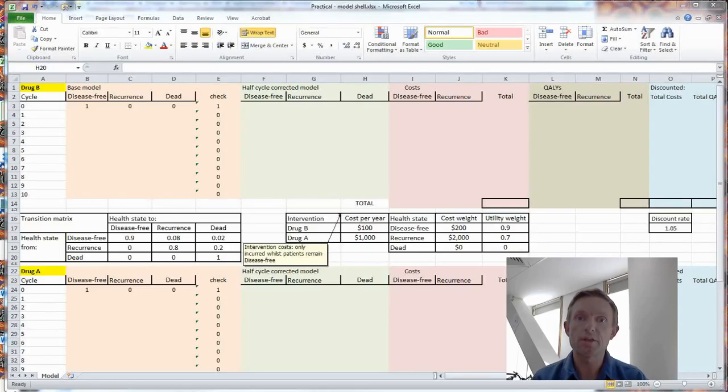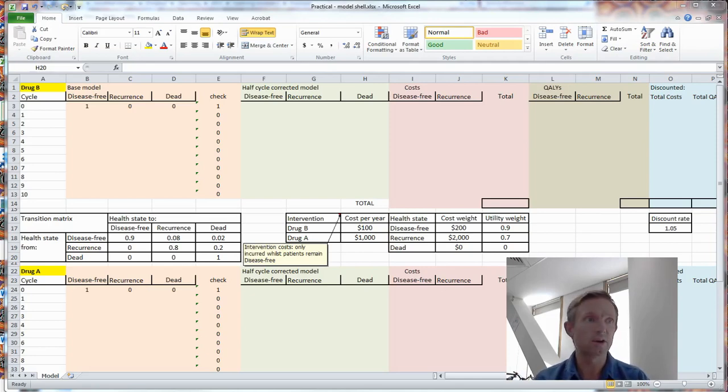Hello. So this video is going to go through the workbook for the Module 3 practical, in which you were given this blank or relatively blank spreadsheet, and the purpose of the workbook was to take you through the population and analysis of a relatively straightforward state transition model.